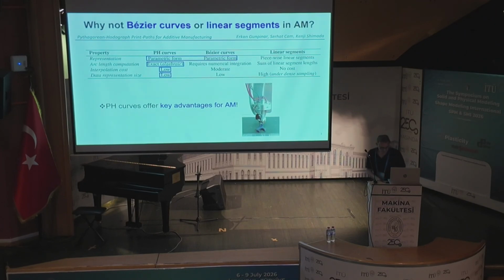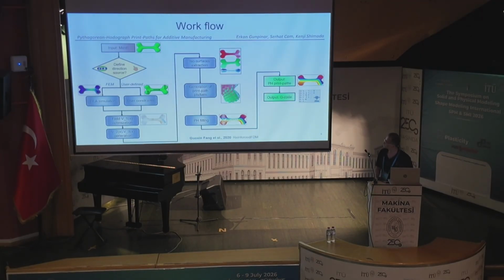Here's a table summarizing the outperformance of these curves over Bézier and linear segments. They offer exact algebraic arc length, low G-code interpolation costs, and exact curvature calculation, which is also important for discretization, and also significantly lower data storage.